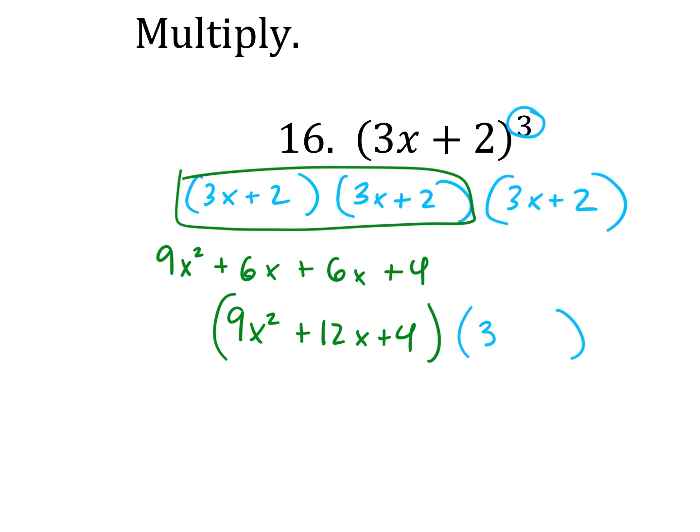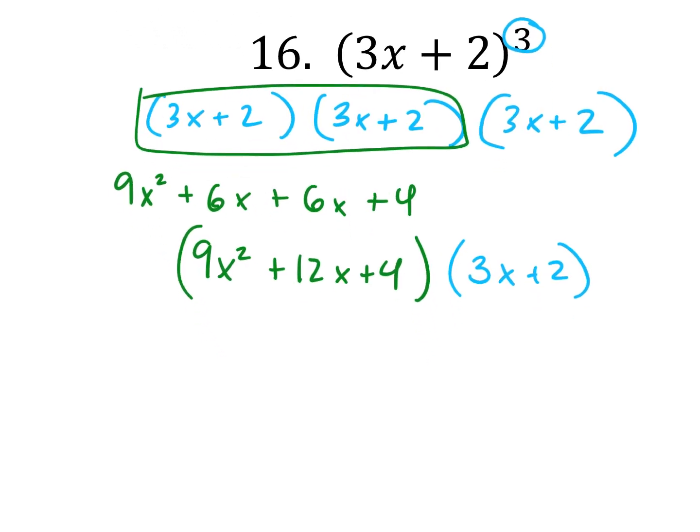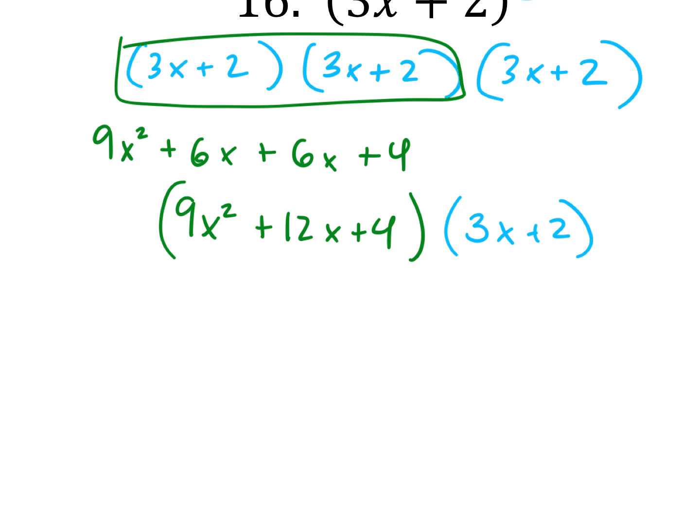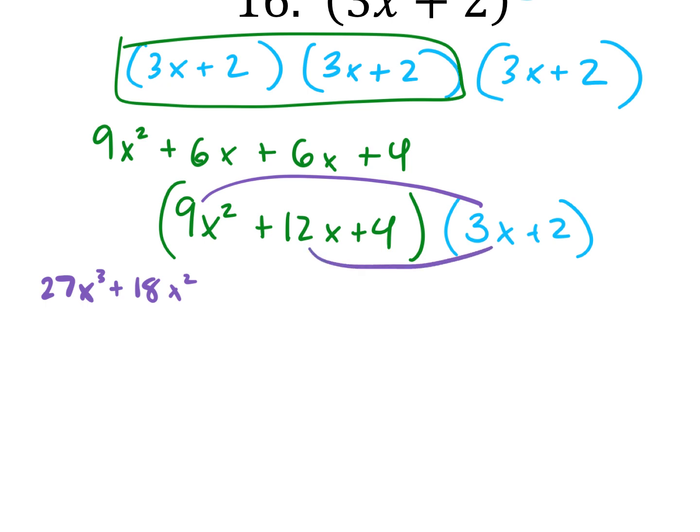Then we're going to multiply the third one to it. Just make sure everything in the first set gets multiplied to everything in the second. So 9x squared times 3x would be 27x to the third power plus 18x squared. 12x times 3x would be 36x squared. Plus 24x. Then plus 12x plus 8.